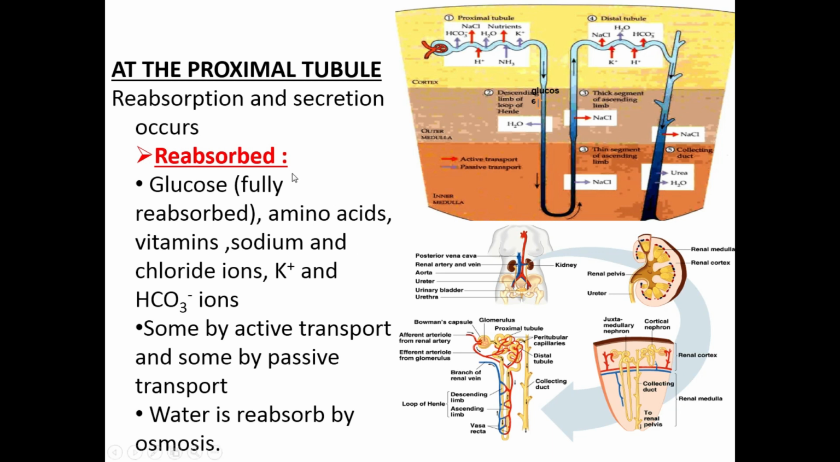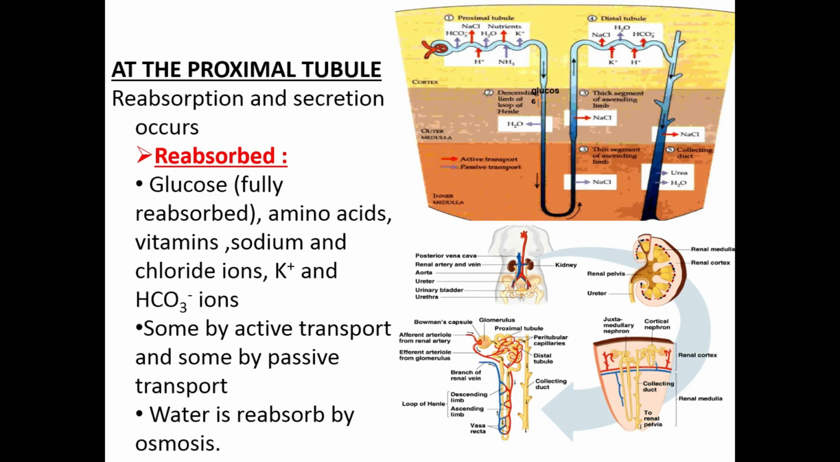Okay, I repeat again. Reabsorption is the process where glucose, amino acids, vitamins, sodium chloride, and bicarbonate ion, by using active and passive transport, and water by using osmosis, will enter back your blood circulation through peritubular capillaries and renal vein. Okay, that's the main process occurring at proximal tubule, reabsorption.